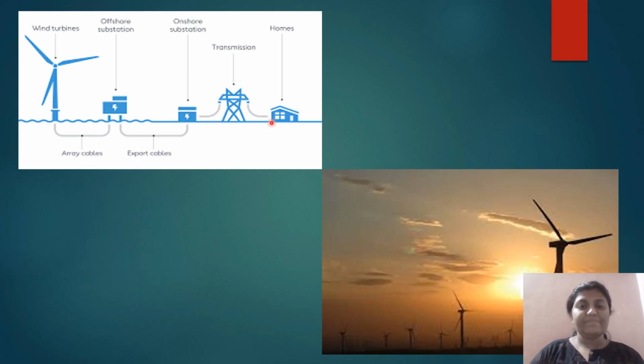This is the figure which shows the wind energy. Here it consists of the wind turbine and it passes through the offshore substation, and through the substation it goes to the onshore substation and then to the transmission, and from transmission to the houses.